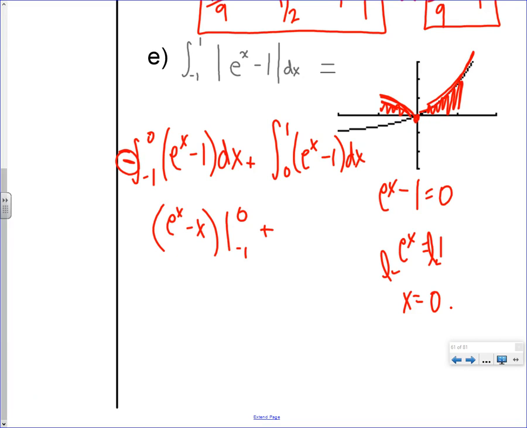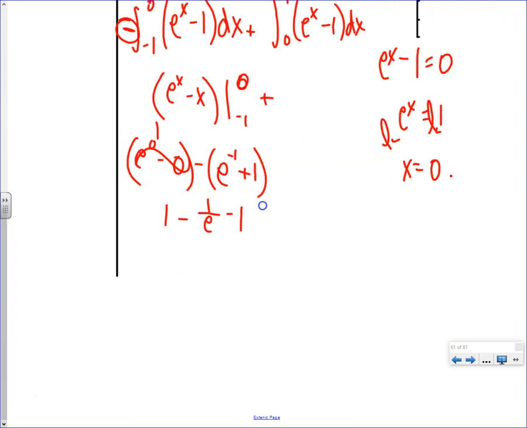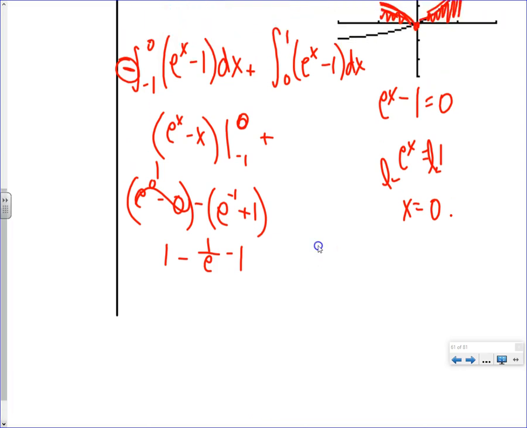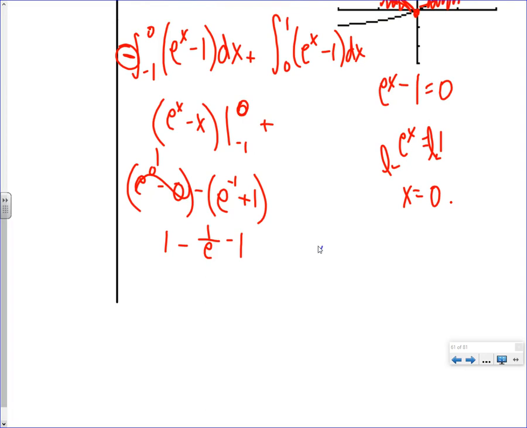And when we plugged in, we would have gotten e to the 0 minus 0 minus e to the negative 1 minus negative 1. What's anything to the 0 power? 1. What's 1 minus 0? 1. Okay, so that's just 1, minus, now we have 1 over e minus 1. Here's my question. Is this a negative value or a positive value? Negative. Yeah, because the 1 minus 1 is going to cancel, and I'm going to be left with a negative 1 over e.